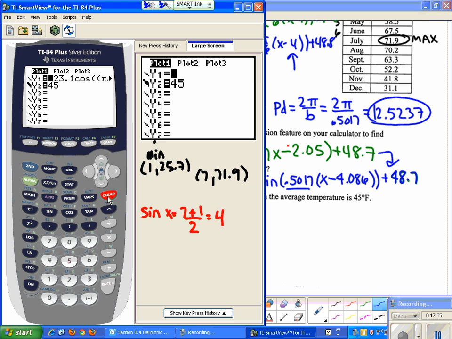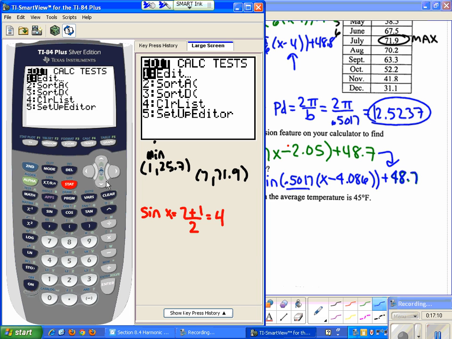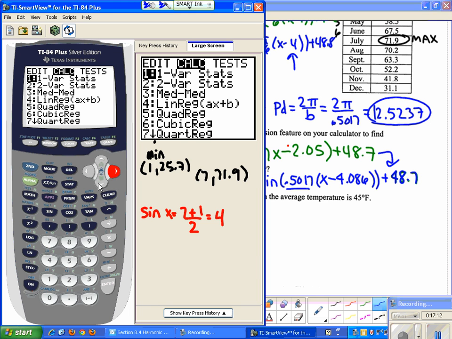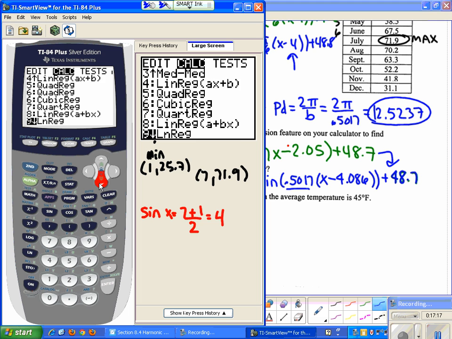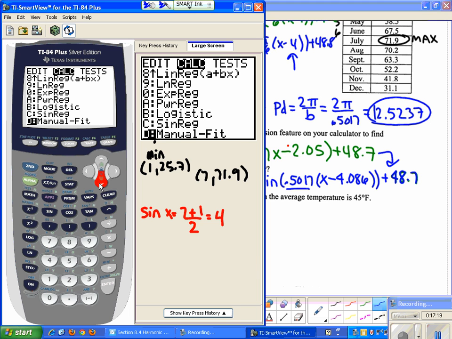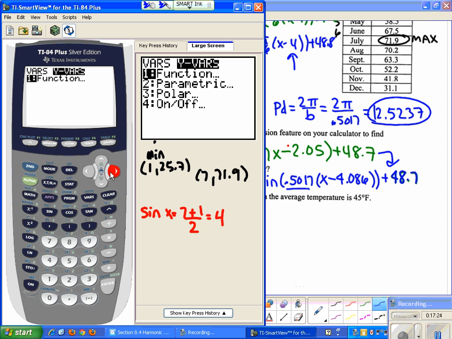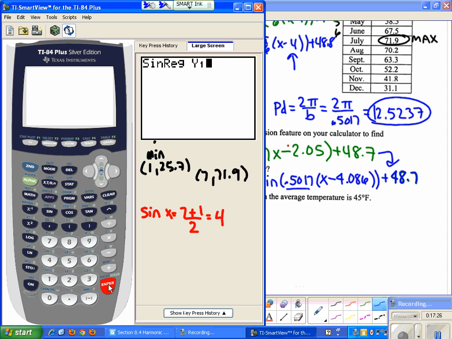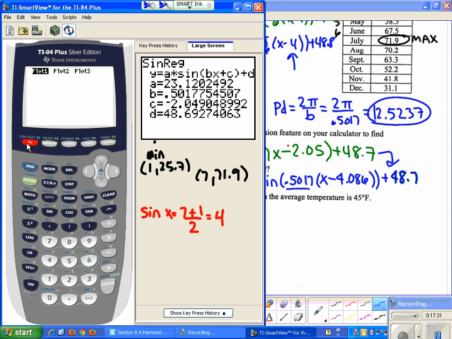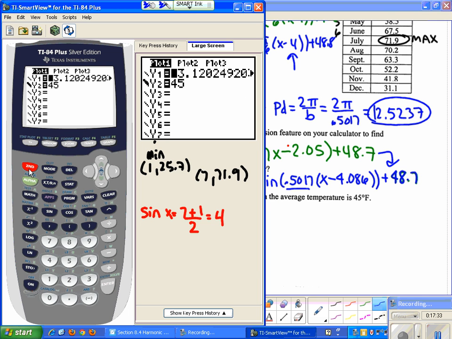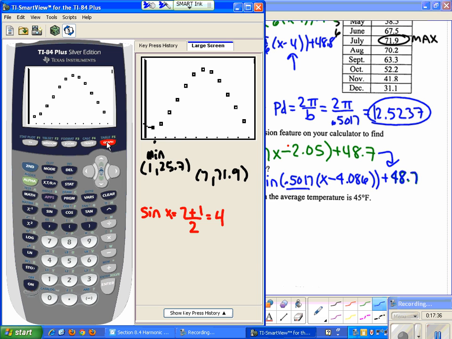So to plug that one in, if I go to stat, calculate, it's all the way down at C. So sine regression, vars, y vars, I'm going to put this into y1. So now my equation should be in y1, which it is. So if I go to graph, I should have my two equations.